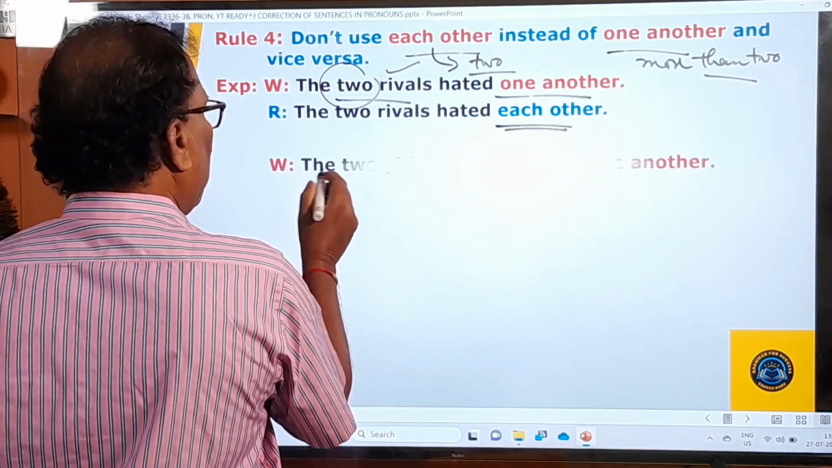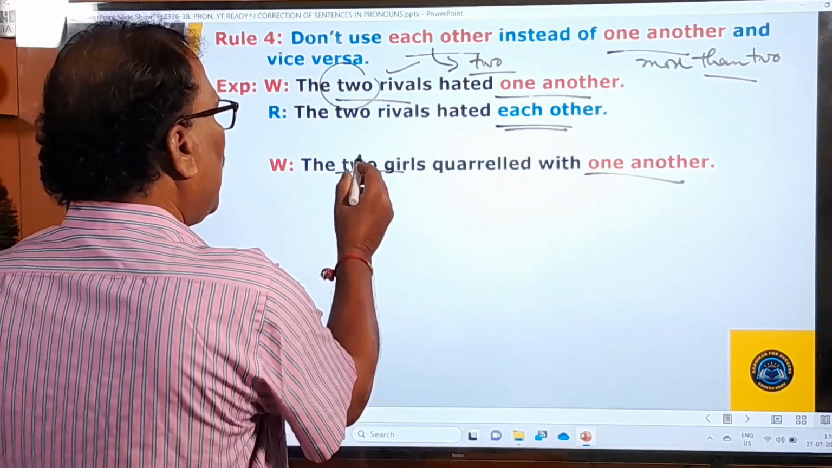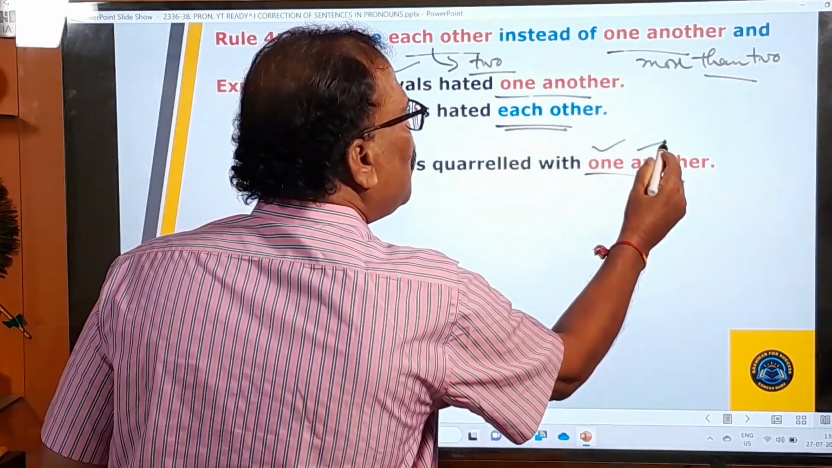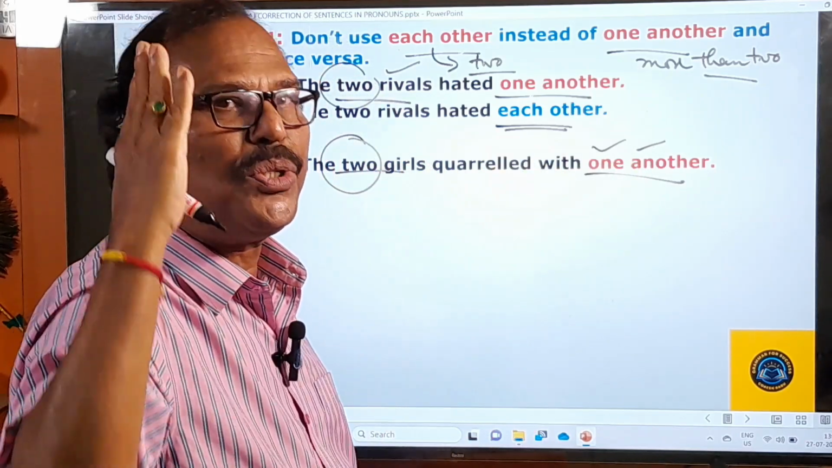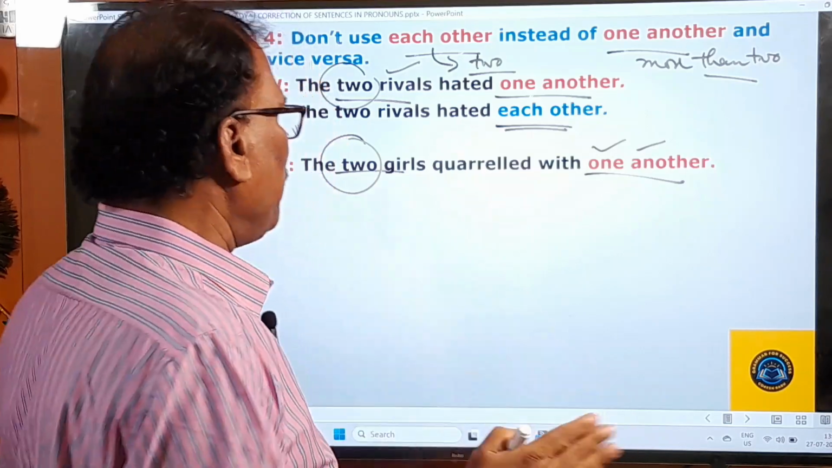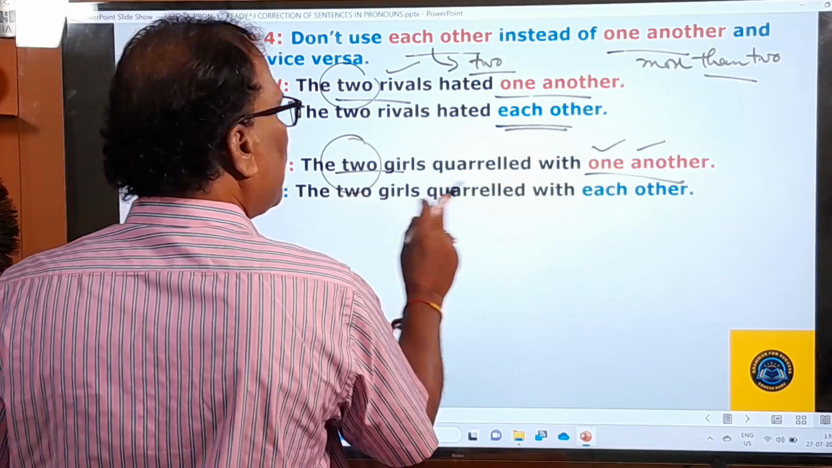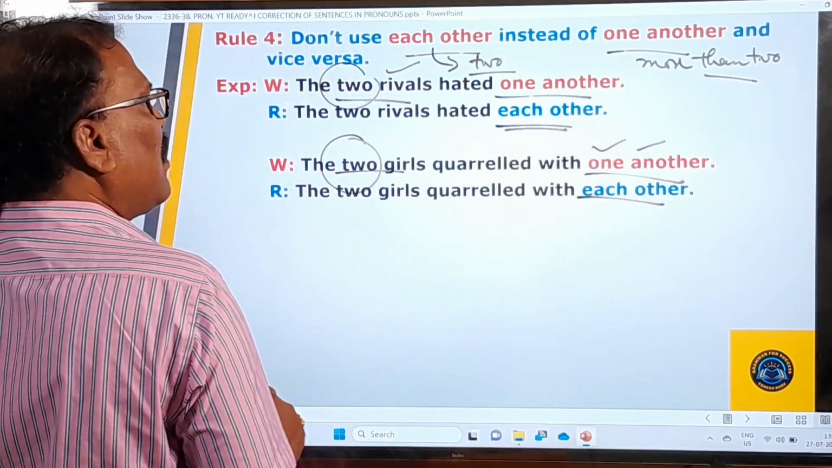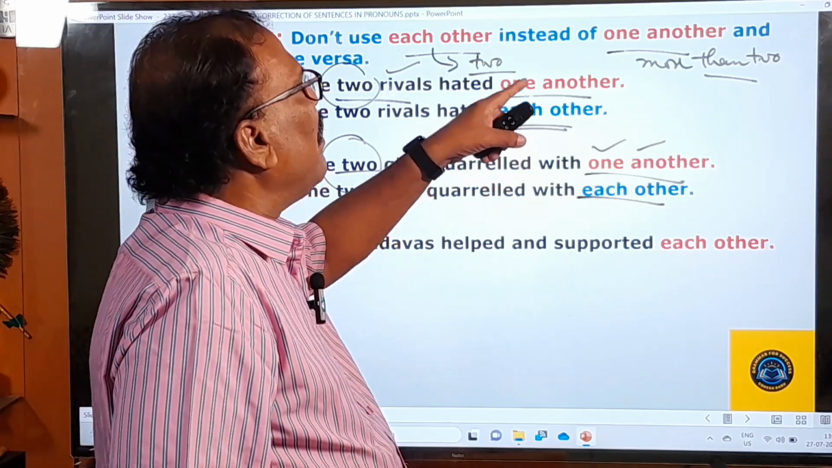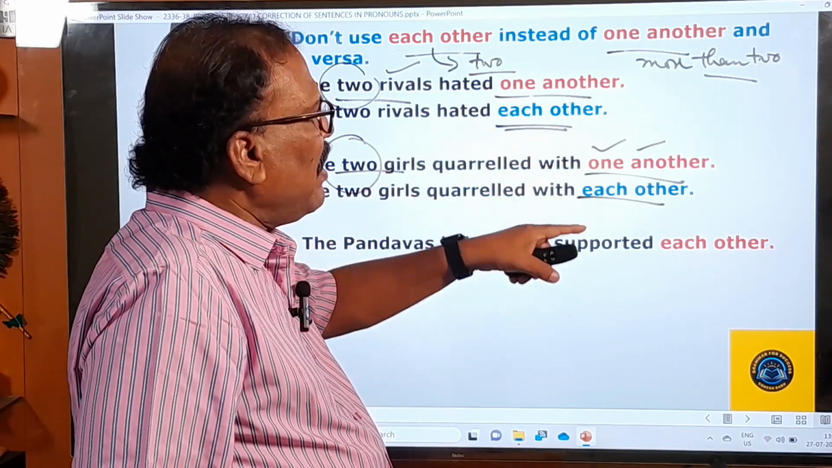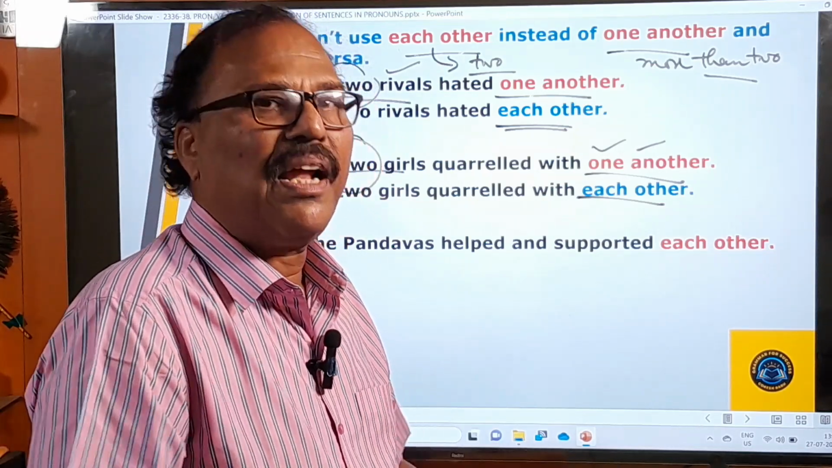And here: the two girls quarreled with one another. Here the girls are two in number, and one another is used. Remember, one another is always used with more than two persons or things or places. So here it is wrongly used. Now: the two girls quarreled with each other, right? In the examination, in the place of each other they give you one another, and in the place of one another they give you each other. In that way they give a wrong sentence and confuse you.